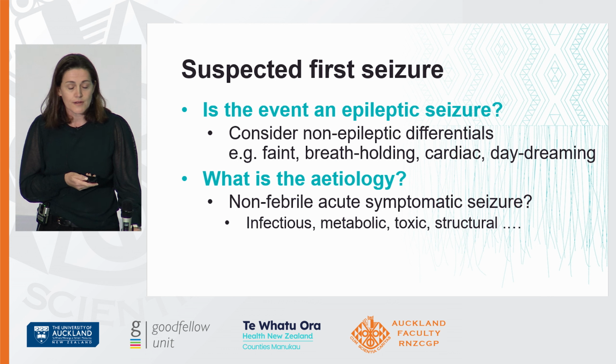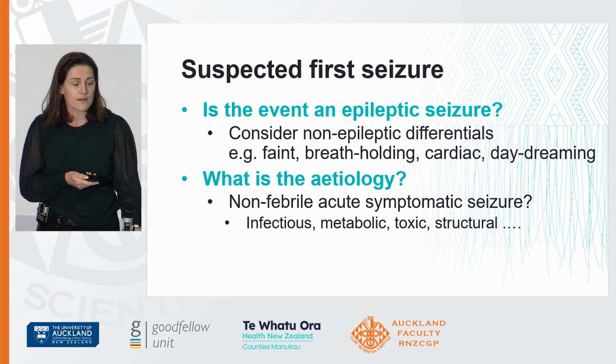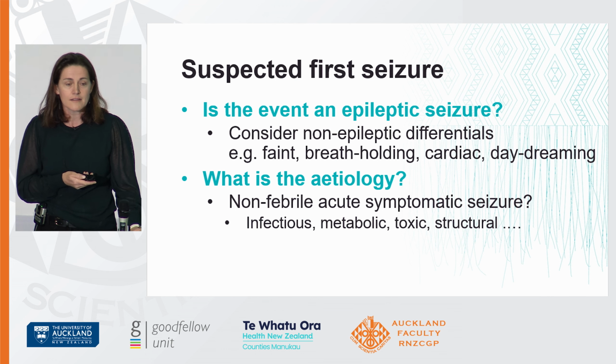Moving on to a child who has a suspected first seizure, the thing you're really thinking about is: is this event an epileptic seizure? It's important to consider non-epileptic differentials. Could it have been a faint, a breath-holding spell, a cardiac event or just a daydreaming event? Then think about the etiology, really trying to exclude an acute symptomatic seizure, where the child has some underlying cause for their seizure, going through your surgical sieve type approach. It could be infectious, metabolic, toxic, structural.